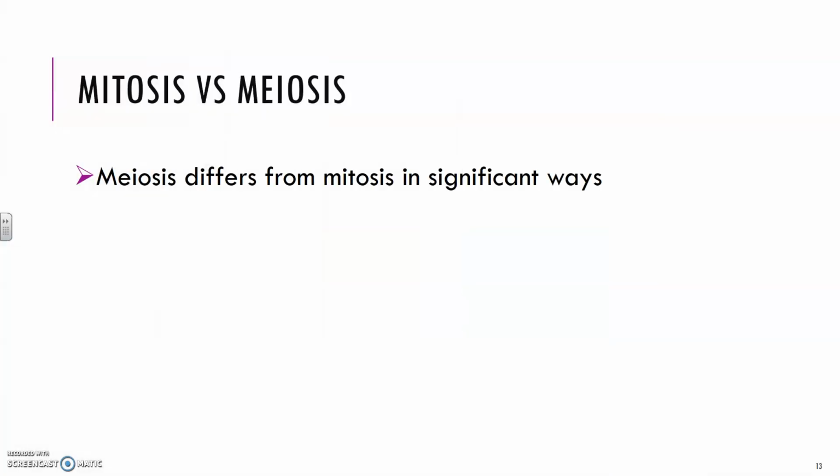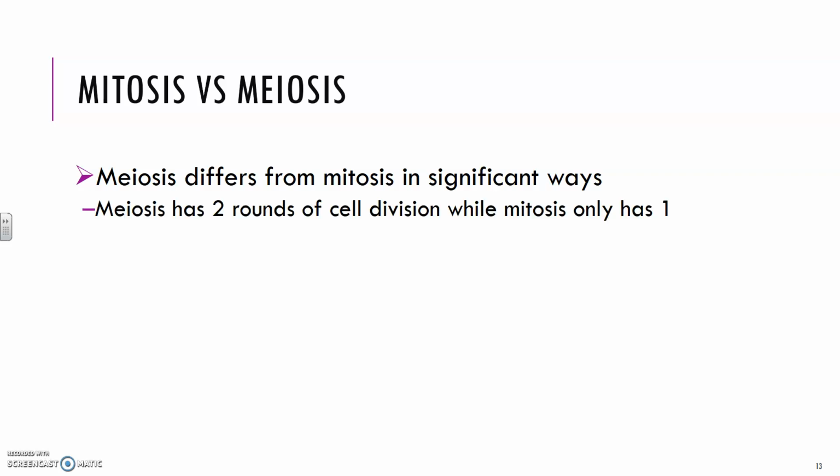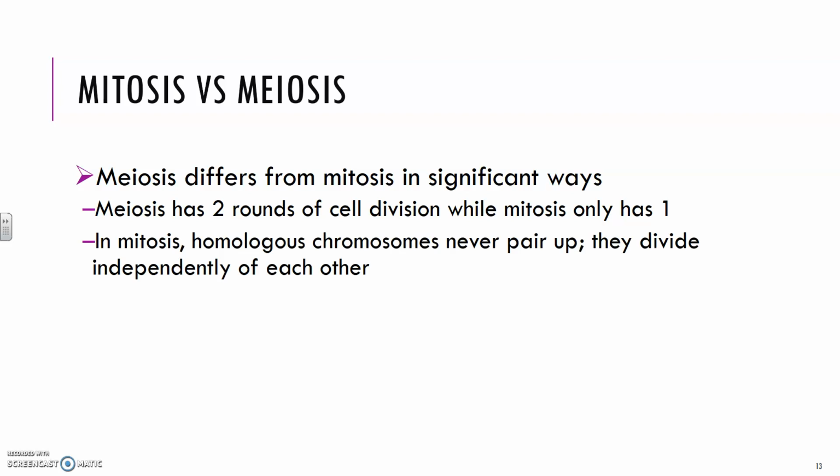Meiosis differs from mitosis in several significant ways, and we've touched on these a little bit. First, meiosis has 2 rounds of cell division, while mitosis only has 1. In mitosis, the homologous chromosomes never pair up. They don't care where they are in relation to each other when they line up for metaphase and then separate the sister chromatids during anaphase. In mitosis, they divide independently of each other.